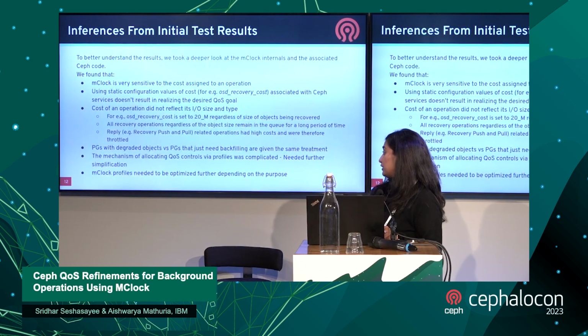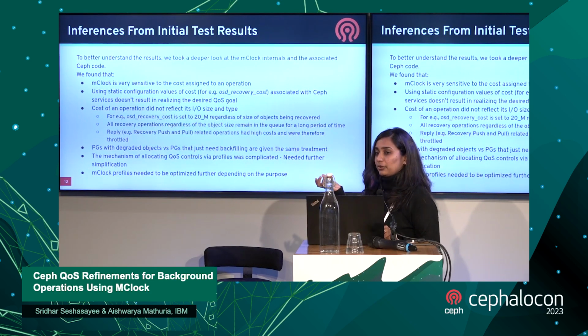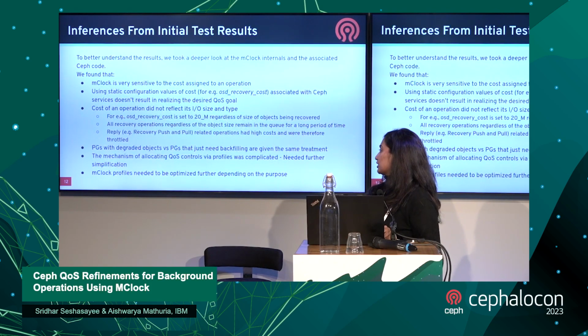The mechanism of allocating QoS controls via the profiles was complicated. We needed to specify the IOPS allocated to each of the clients, and this is a little complicated because you also have to take into consideration the number of shards in an OSD when you calculate that. We wanted to simplify it. And the last thing was that the MClock profiles needed to be optimized better depending on the purpose they were being used for.